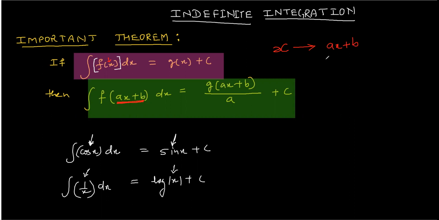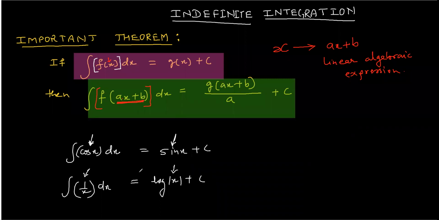What is ax plus b, dear students? It is a linear algebraic expression. Okay. So when this happens, integration of f of ax plus b dx will be g of ax plus b, the whole divided by a. That is, f of x dx was g of x, so f of ax plus b dx will be g of ax plus b and the whole thing divided by a. That is, the coefficient of x was a, you divide the whole thing by a plus c. Okay, this is what it says.